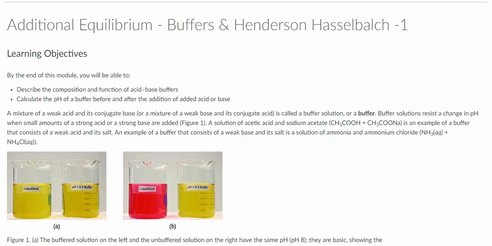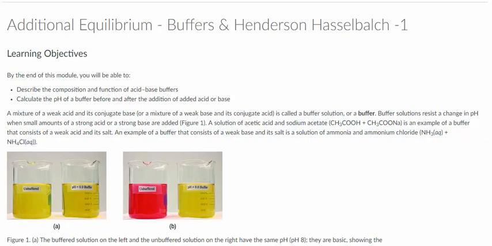The first of the additional equilibria that we will look at are buffers. Now, a buffer is going to be a mixture of a weak acid and its conjugate base, or a weak base and its conjugate acid, and that mixture will resist pH change when small amounts of a strong acid or a strong base are added. We'll do some calculations with that in a few minutes.